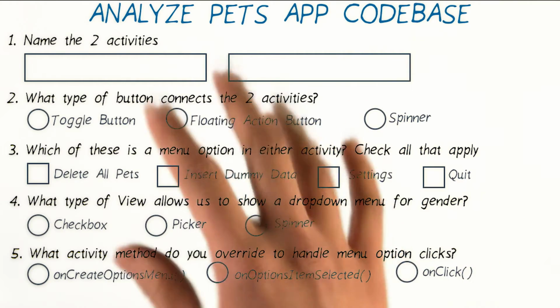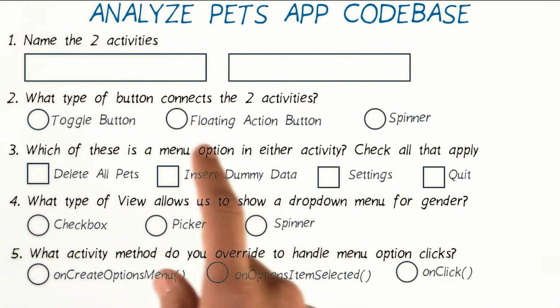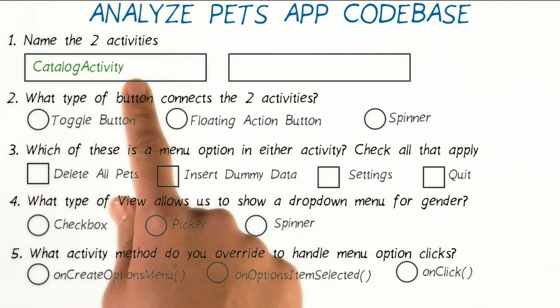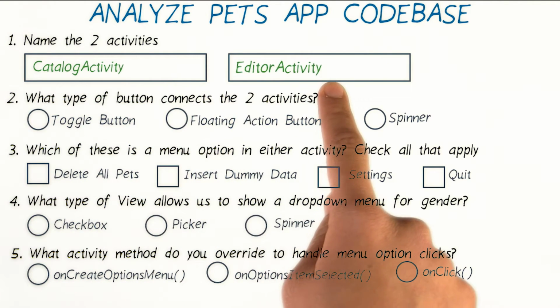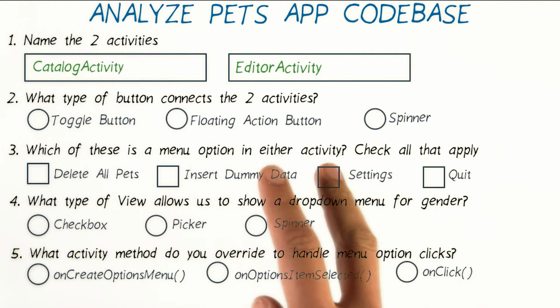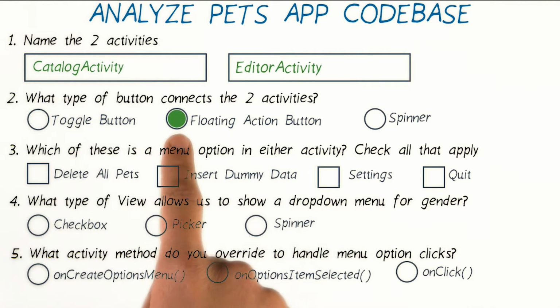So here are the solutions to these 5 questions. First, the 2 activities are named Catalog Activity and the Editor Activity. Secondly, the type of button that we're using to connect the 2 activities is a floating action button.